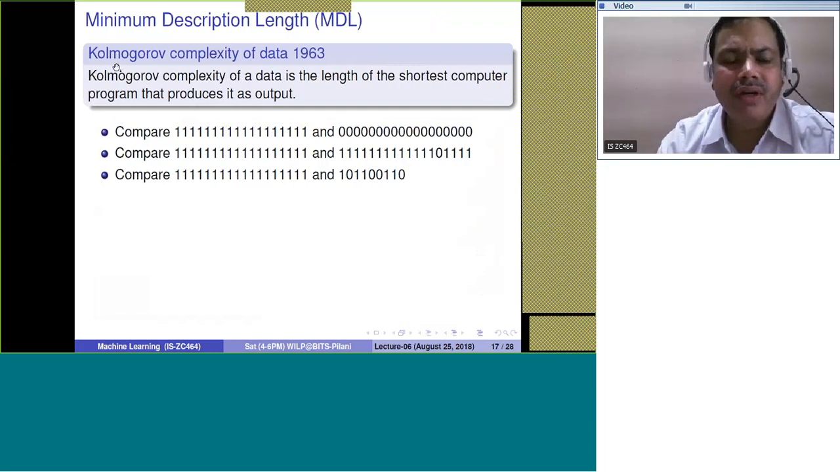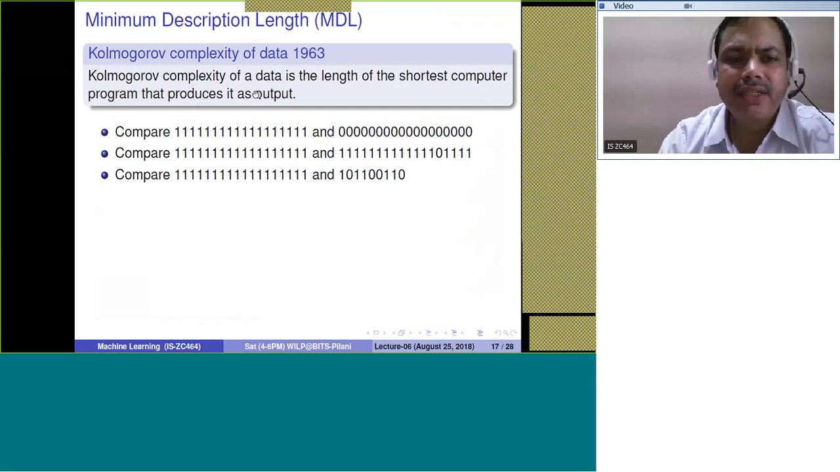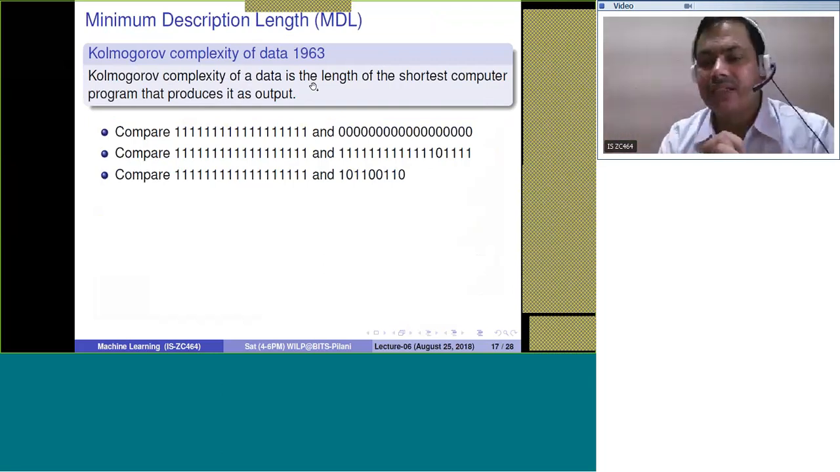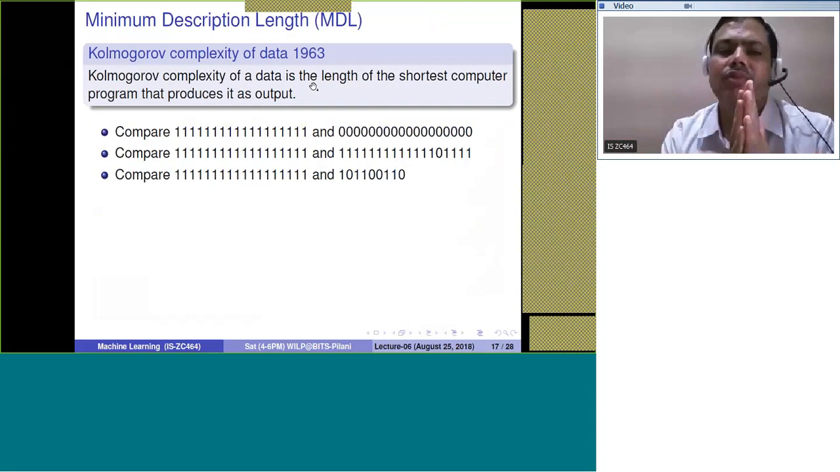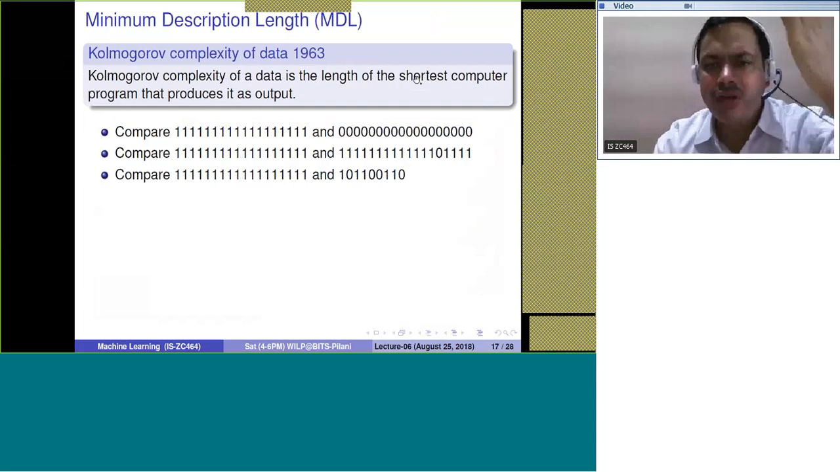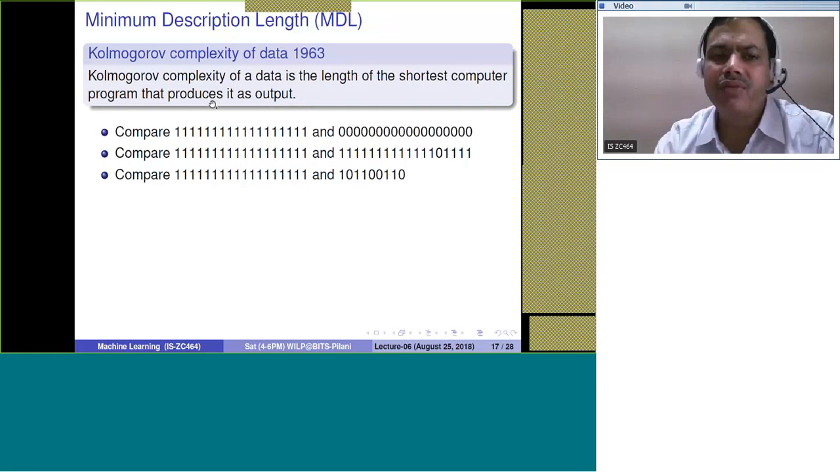There is a very important term called the Kolmogorov complexity of the data. What is the Kolmogorov complexity? Look, if you have some data, you can think that you can write a program that can generate this data. Kolmogorov says that the complexity of data, meaning how complex my data is, is the length of the shortest computer program. Because if you write a 2-line program that can generate an infinite amount of data, then the length of the shortest computer program that produces it as an output is the Kolmogorov complexity.